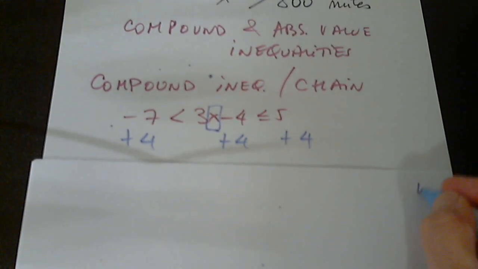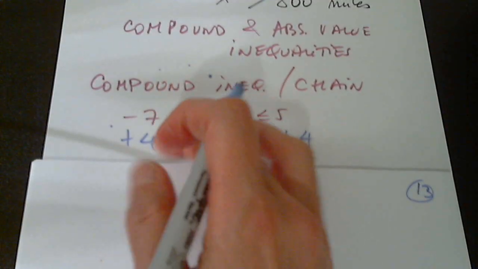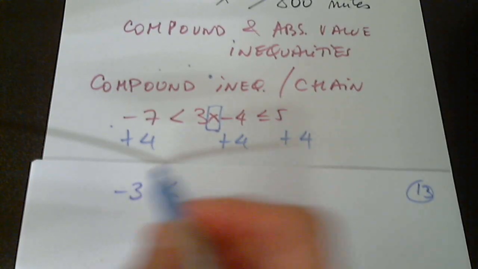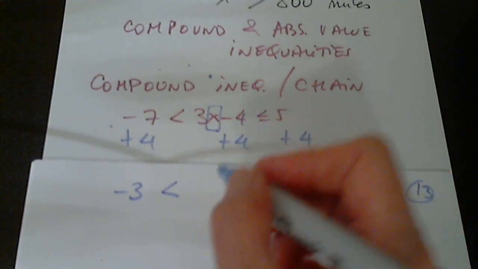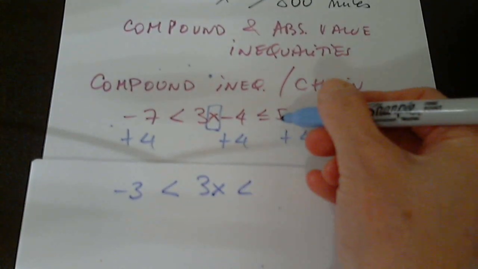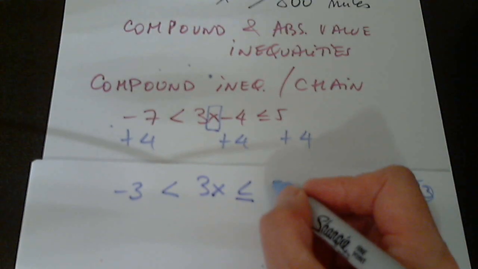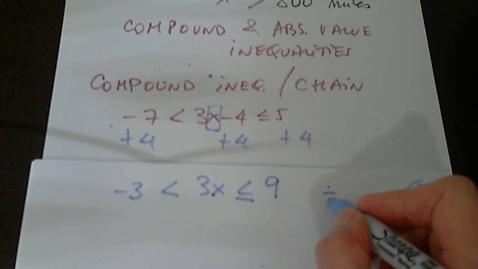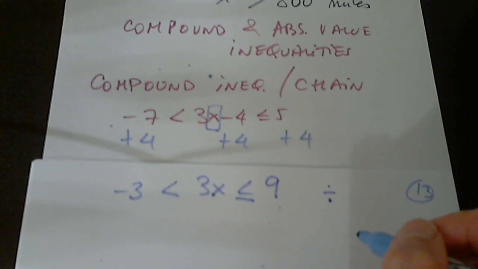So, -7 plus 4? -3. Excellent. These will go away, so the middle is only 3x. 5 plus 4? 9. Excellent.